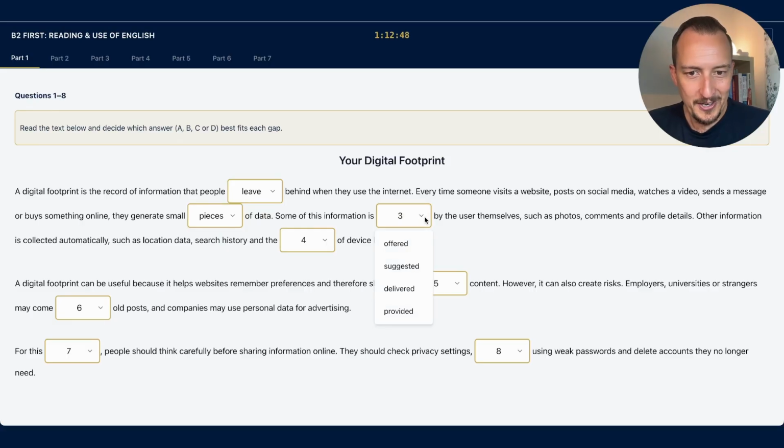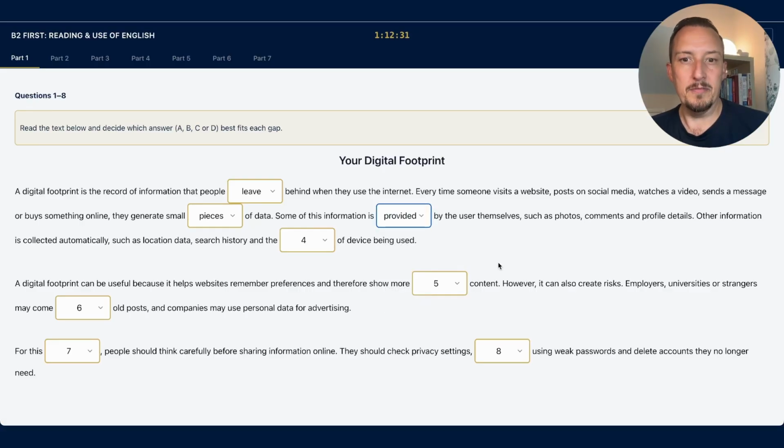Let's have a look. Given is not there, so we need to find a word that has a similar meaning. Some of this information is offered by the user themselves. No. Suggested. No, you don't. You provide information. So the correct collocation, provided by the user themselves, such as photos, comments, and profile details.